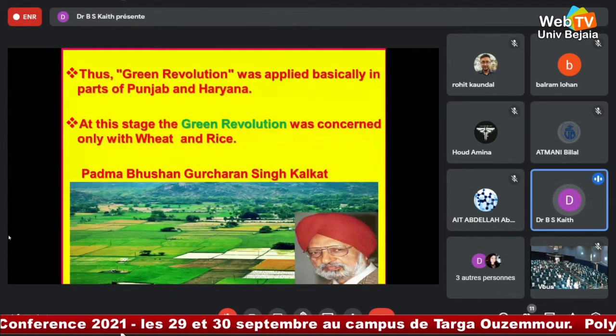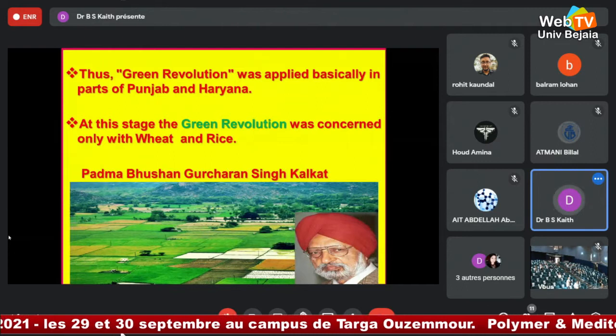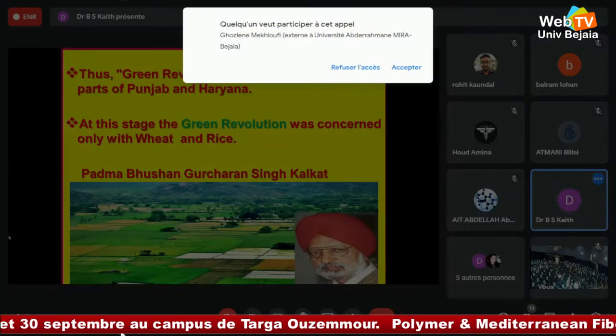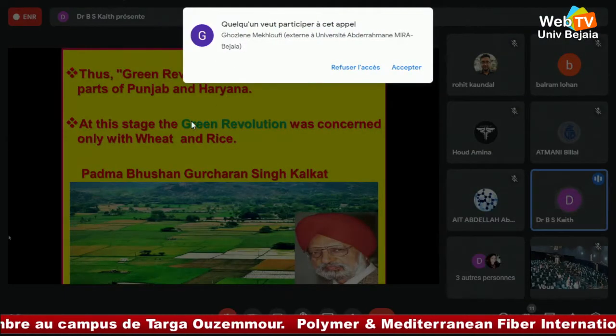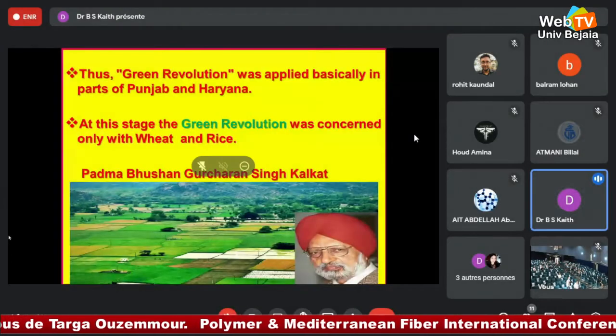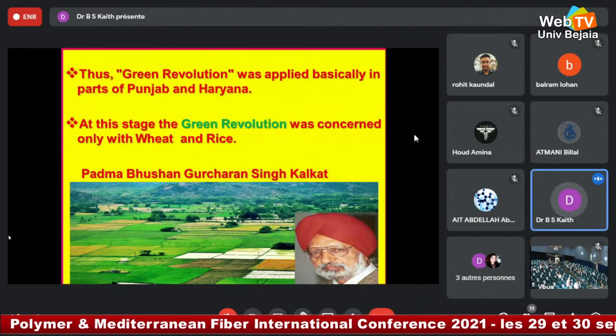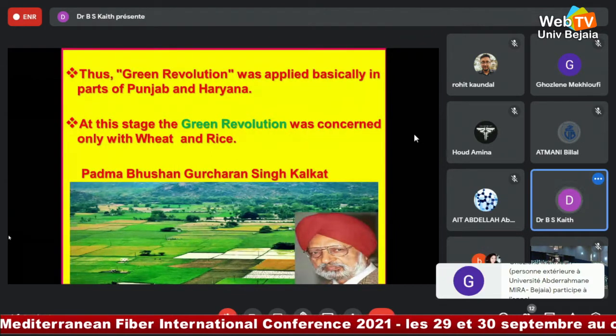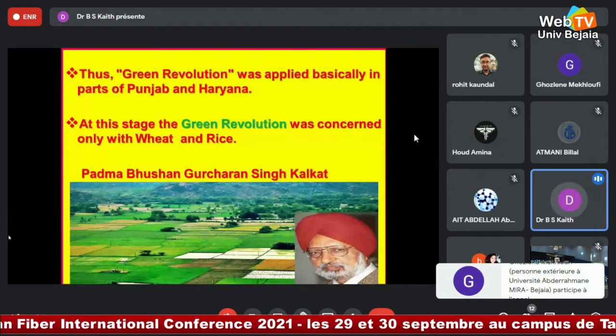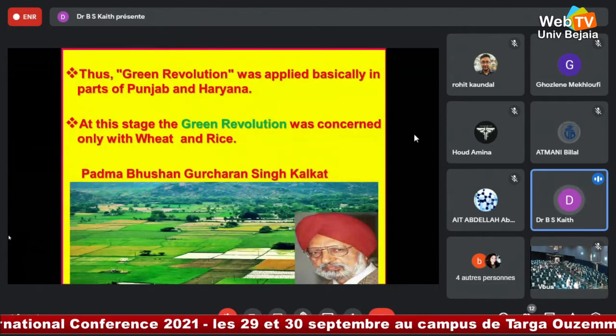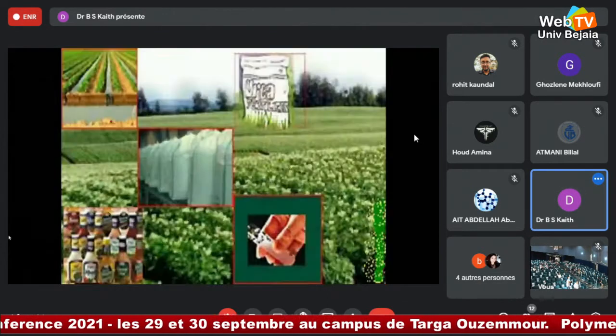Another hero of that Green Revolution was Padma Bhushan Gurcharan Singh Kalkat. He was another hero of that Green Revolution in our country. This Green Revolution in our country started in 1967, and in 1978-79, we got our goal.